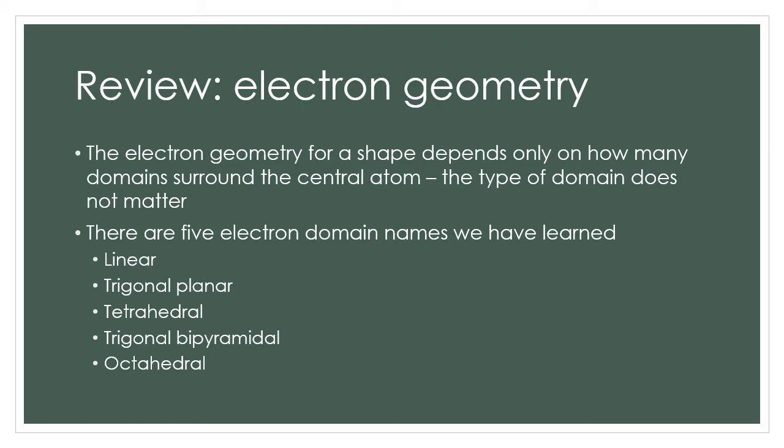As such, there are only 5 electron geometries that we have discussed previously. They are linear, trigonal planar, tetrahedral, trigonal bipyramidal, and octahedral, corresponding to 2, 3, 4, 5, and 6 domains respectively. Each of these also has common bond angles associated with them. For more information on that, please see a previous video.